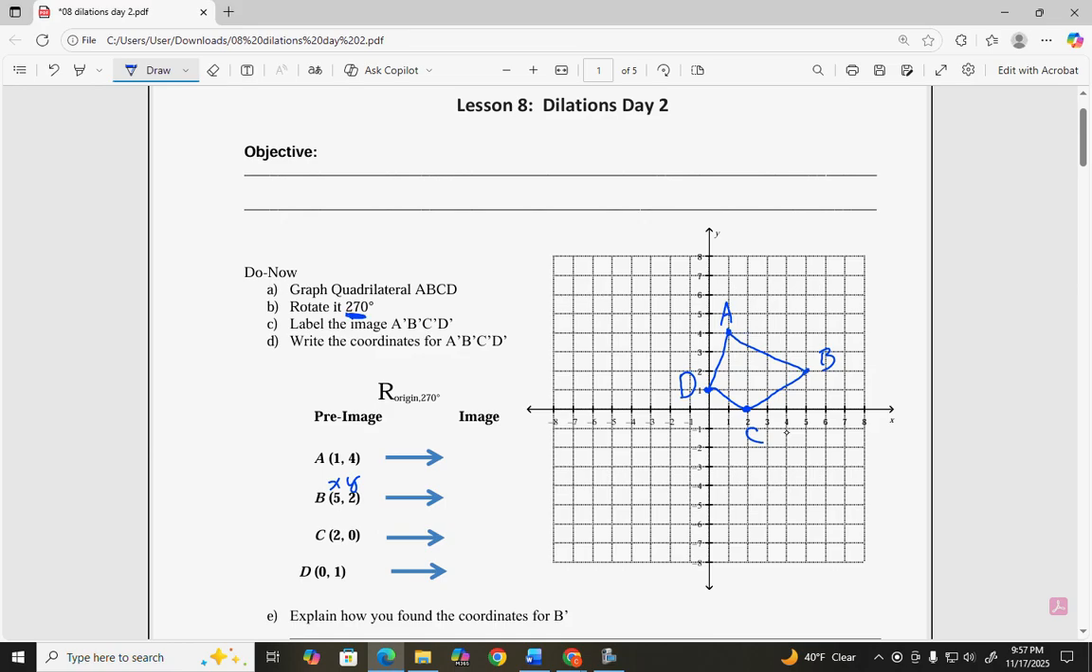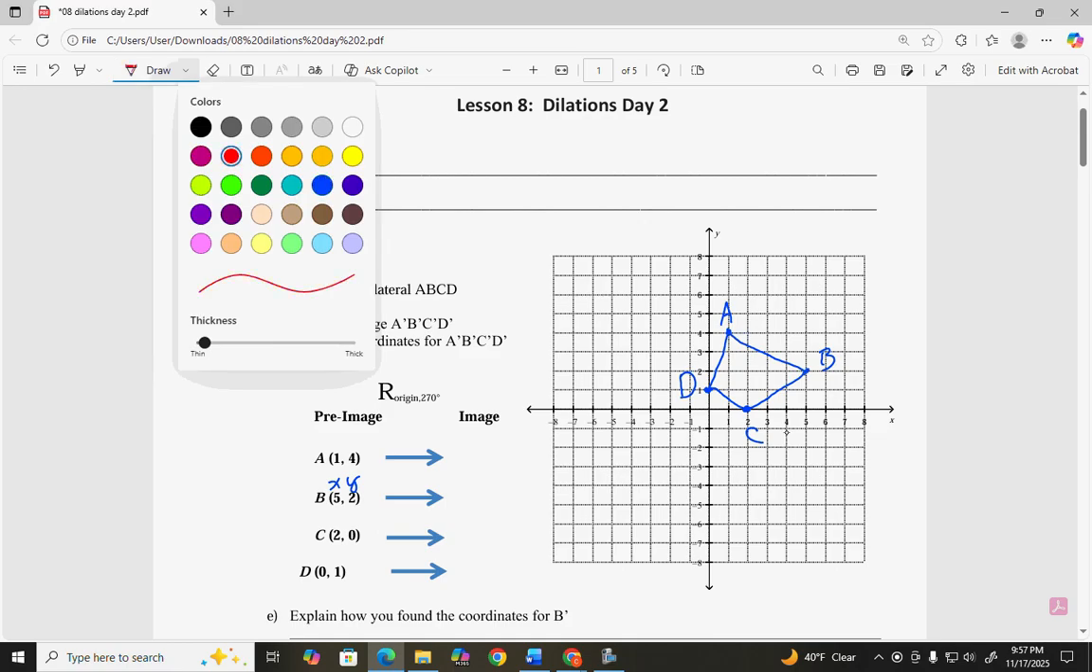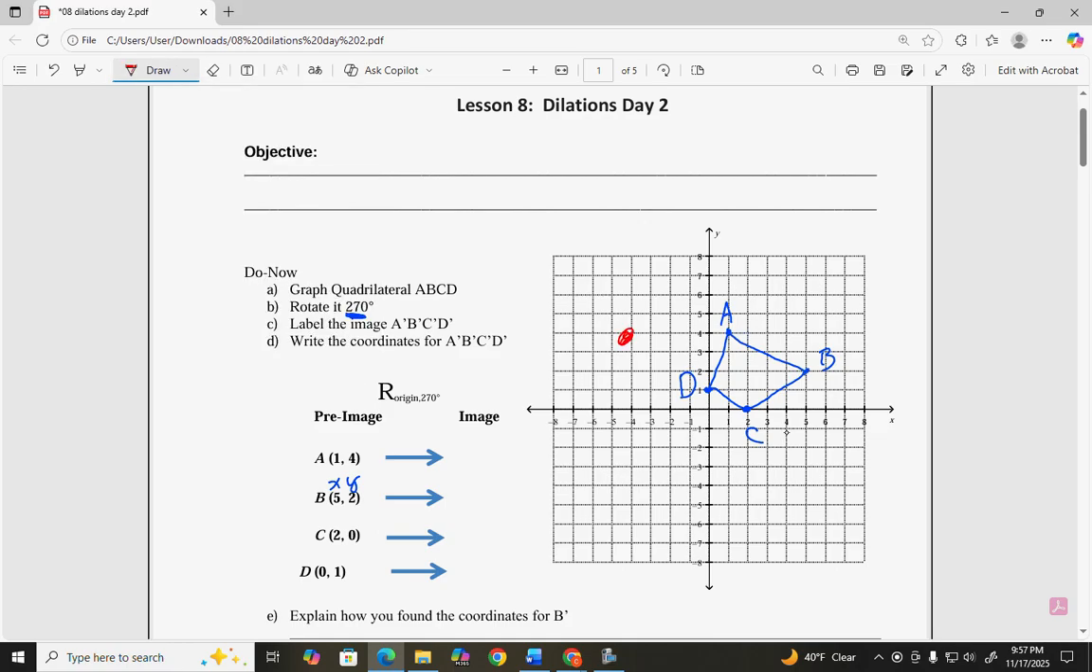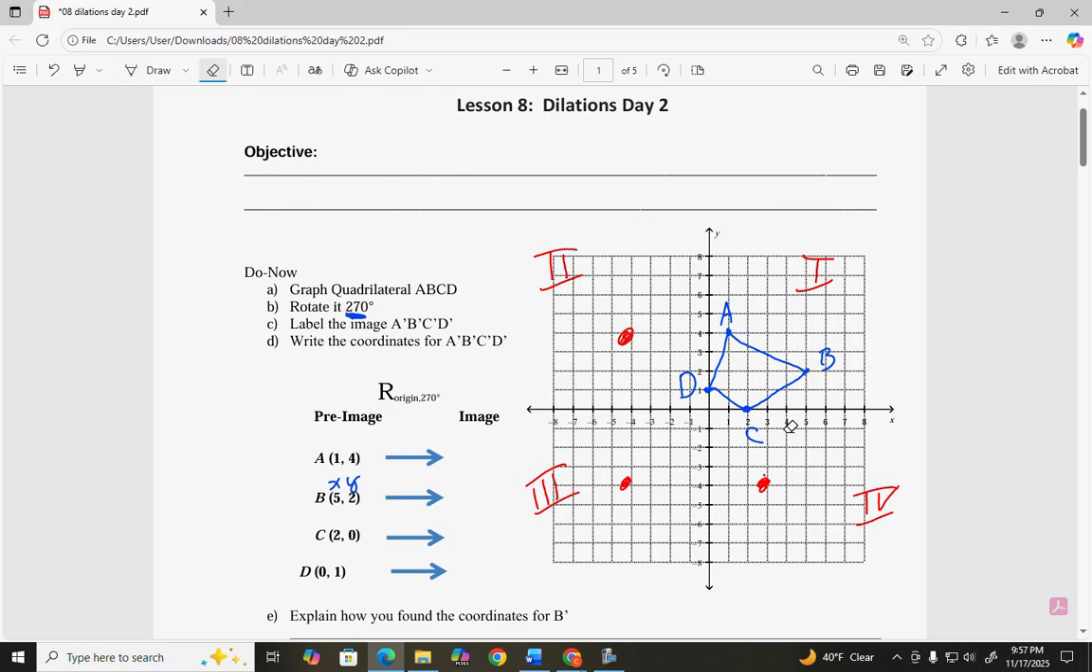We learned how to rotate by using my plates where you were able to spin it. Spinning it a quarter turn to the left was 90 degrees, and then another quarter turn was 180, and then our third quarter turn made it go to 270. If you look at my board for a second, if it ended up here, that would be 90. If it ended up here, that would be 180. It has to end up here. Quadrant 1, 2, 3, 4. So quadrilateral ABCD has to end up here in quadrant 4.